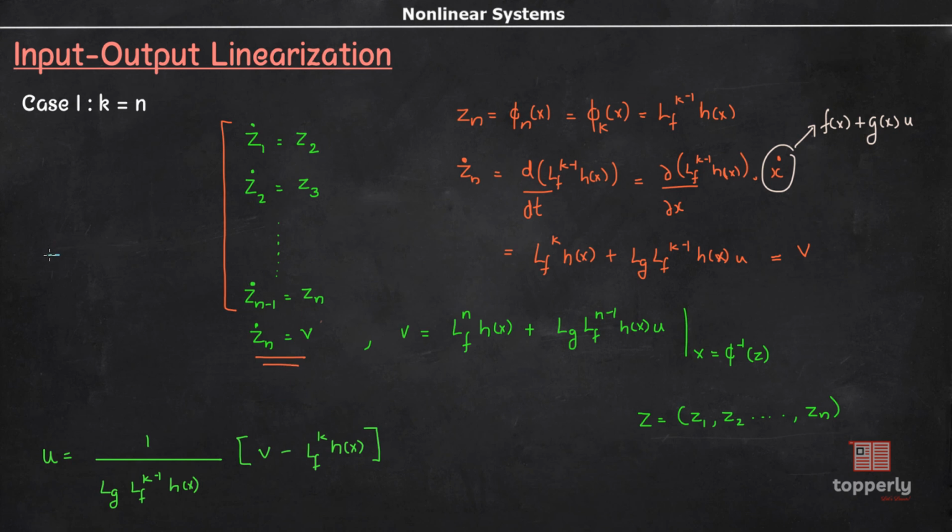Also recall that z0 is equal to phi of x0, and thus at all z in the neighborhood of z0, the function Lg Lf^(k-1) h of x will be non-zero. And why is this important? Because this expression lies in the denominator and therefore has to be non-zero.